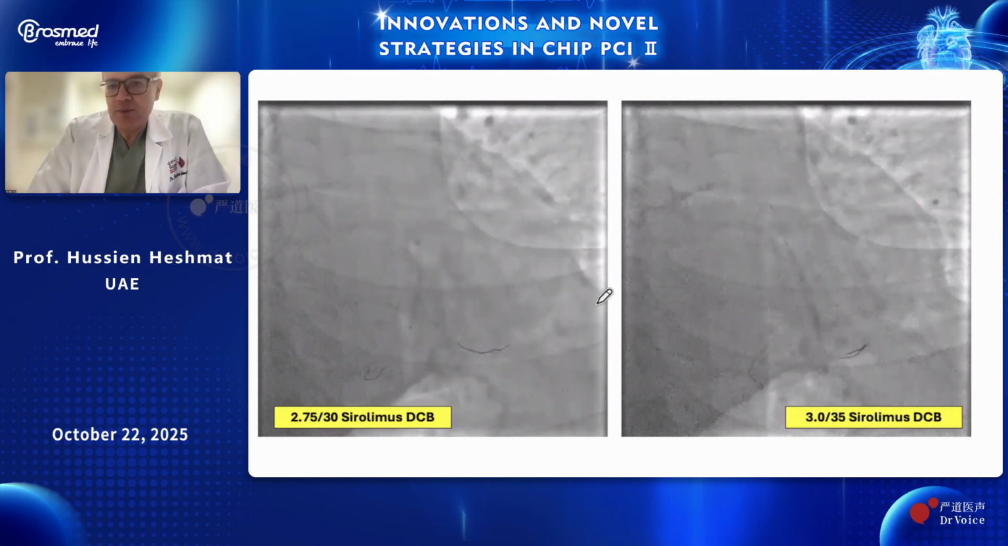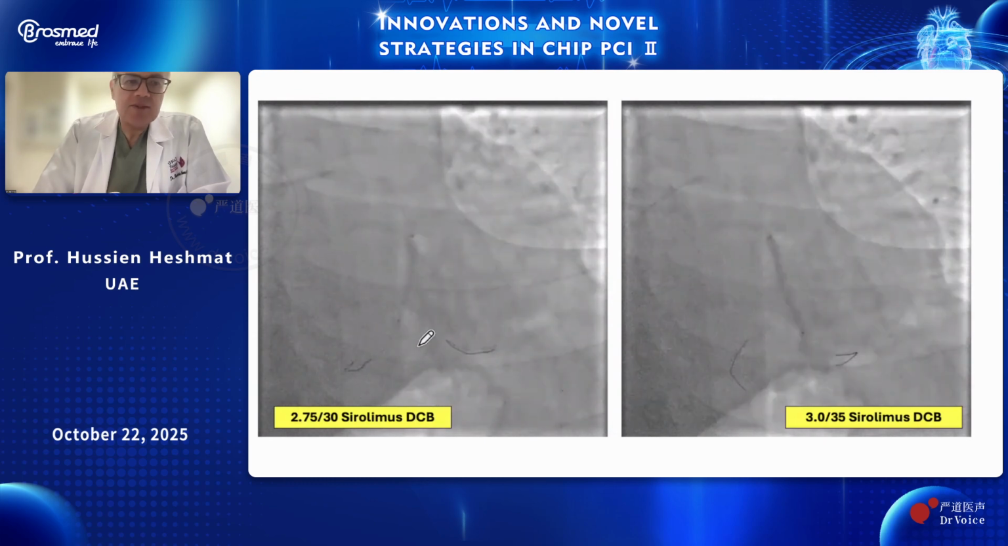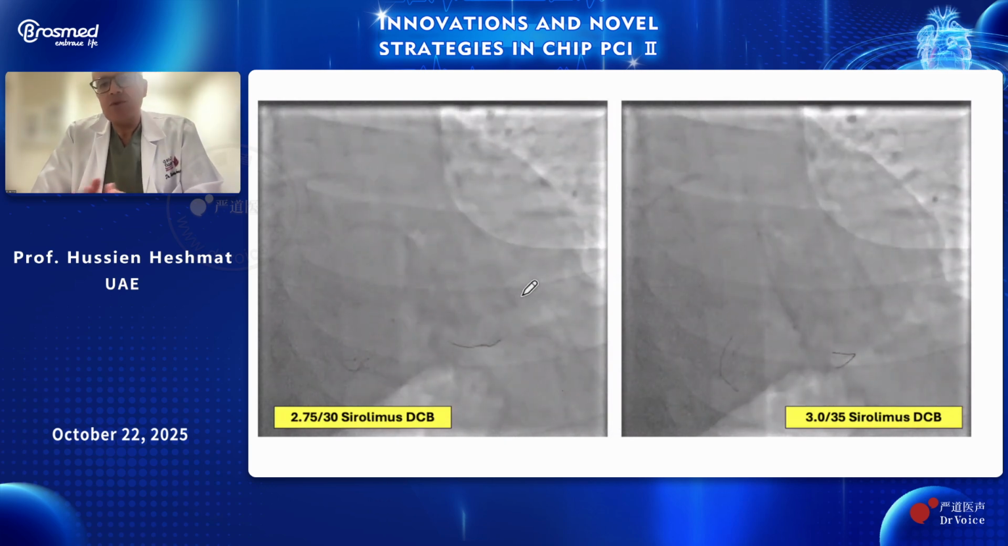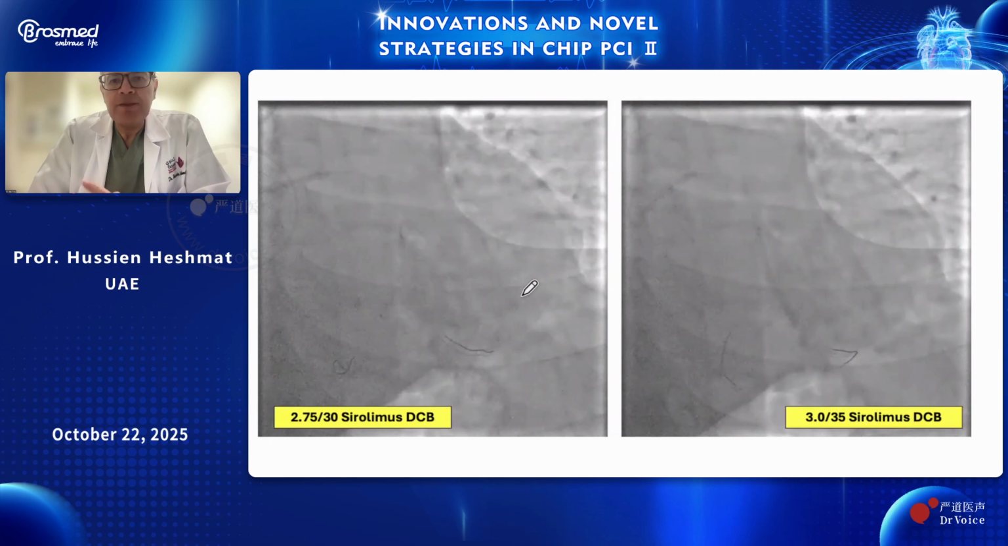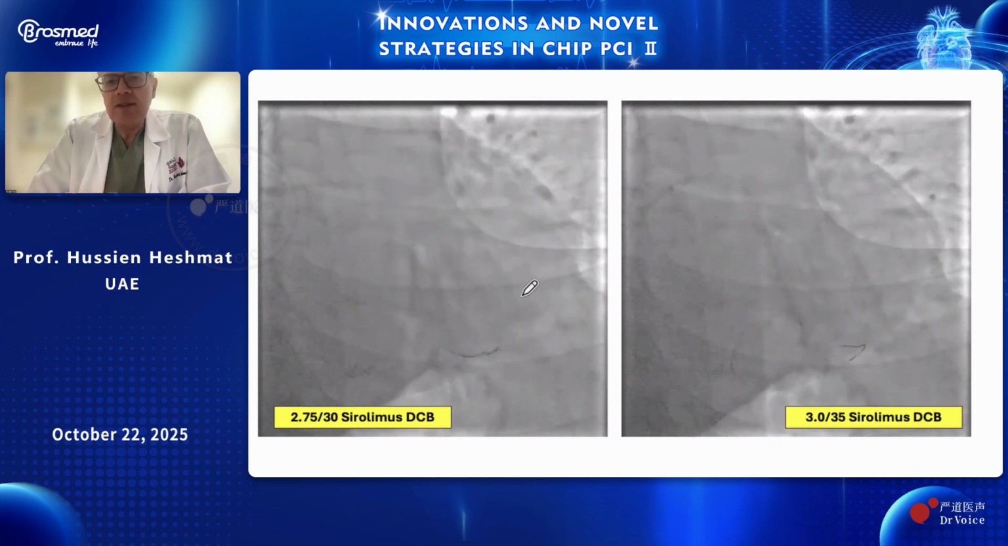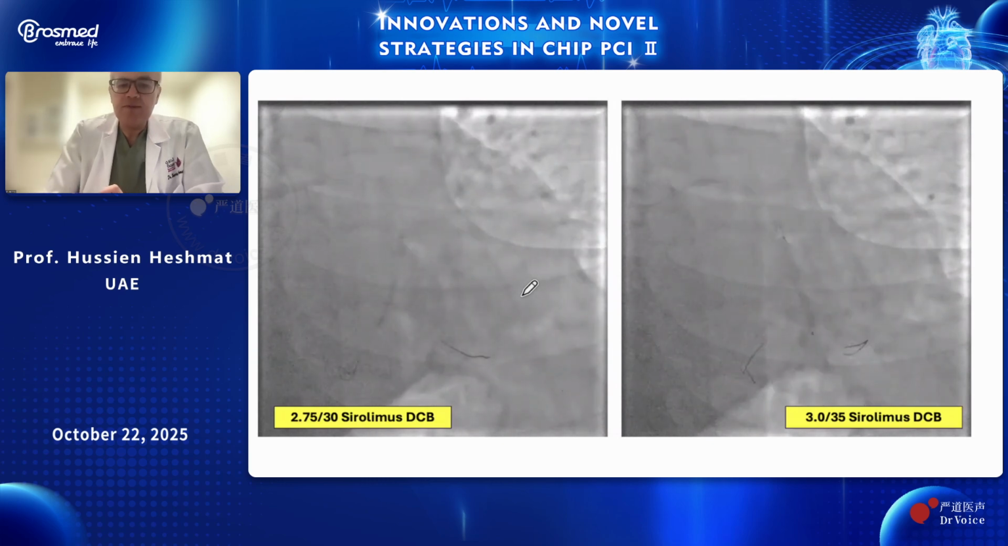We took a 3.0 by 35 sirolimus for the main branch and a 2.75 by 30 sirolimus for the side branch. Of course, when we're doing a bifurcation with DCB, we tend to avoid kissing drug-coated balloons for many reasons.